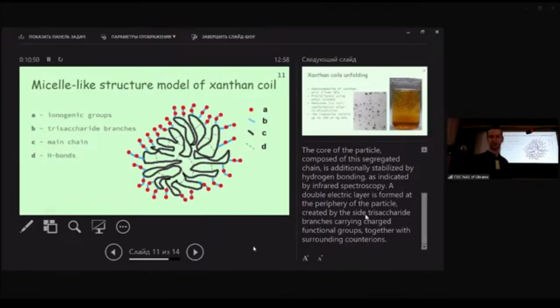A double electric layer is formed at the periphery of the particle, created by the side branches carrying charged functional groups, together with surrounding counterions.